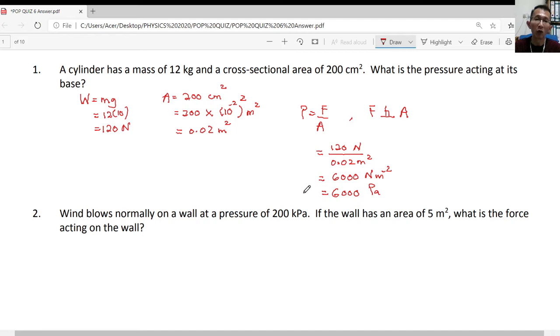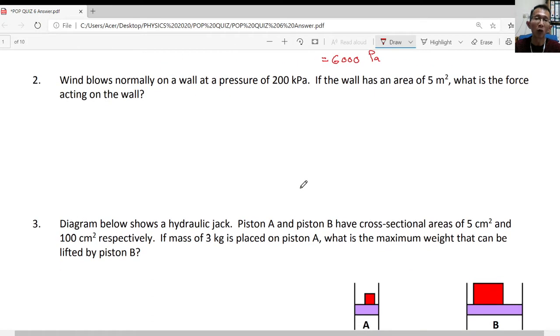Alright, so we go to question number 2 now. Wind blows normally on a wall at the pressure of 200 kilopascal. The wall has an area of 5 square meter. What is the force acting on the wall? Notice the word here, normally. This normally means perpendicular. We have another word for it, orthogonal, which also means perpendicular. That is just to enrich your English.